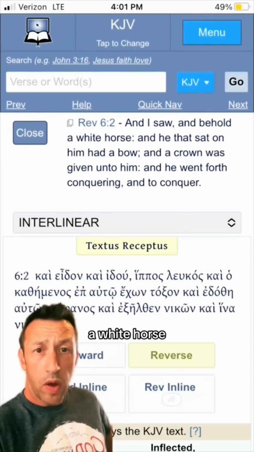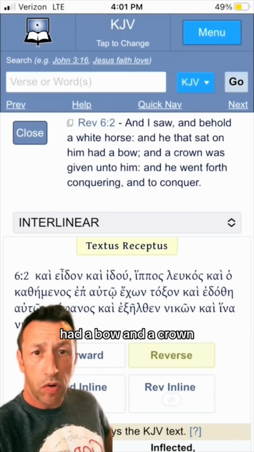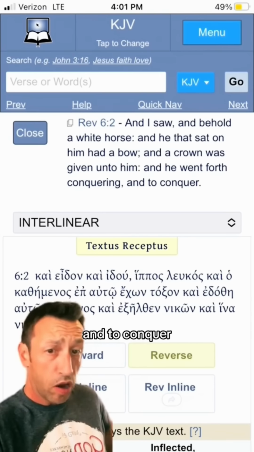And I saw and behold a white horse, and he that sat on him had a bow, and a crown was given unto him, and he went forth conquering and to conquer.